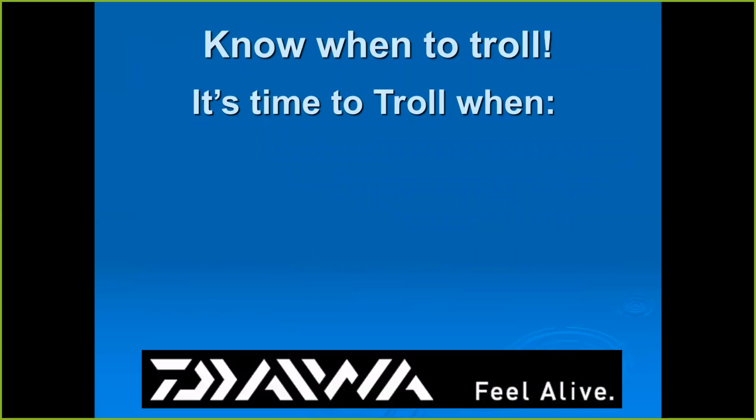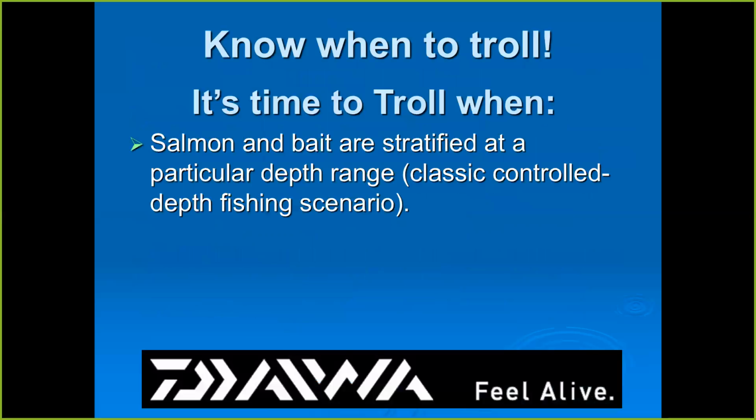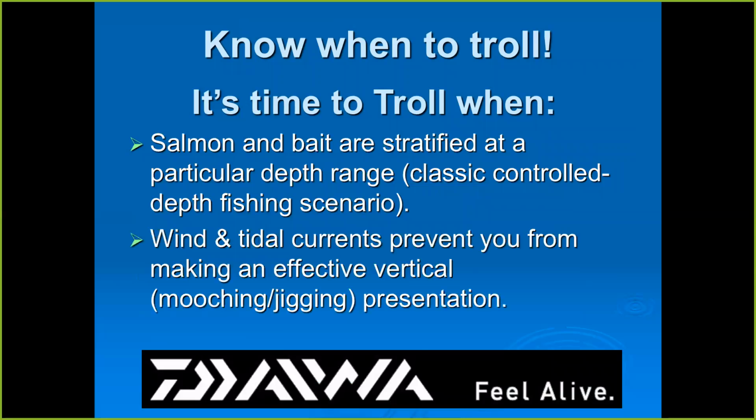All right, we're just going to talk about some basic downrigger techniques here. The classic textbook downrigger trolling scenario is when we've got salmon and bait stratified in a particular depth range. We're talking increasing light levels, when herring will come off the surface and salmon will start attacking them from below. So you have salmon and bait layered in a very defined layer of the water column. Definitely time to go to work on them.